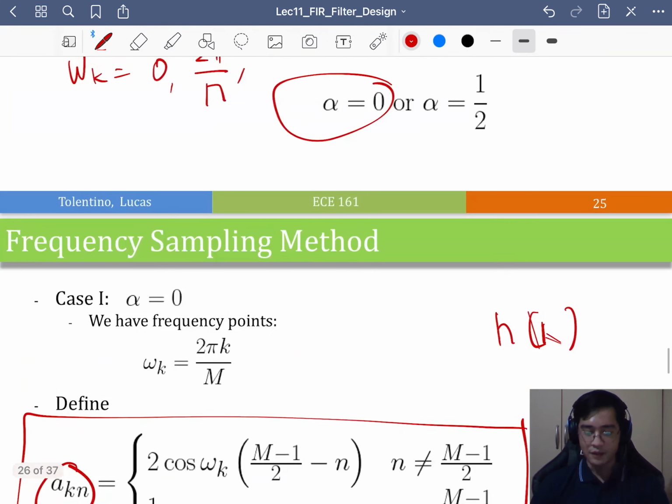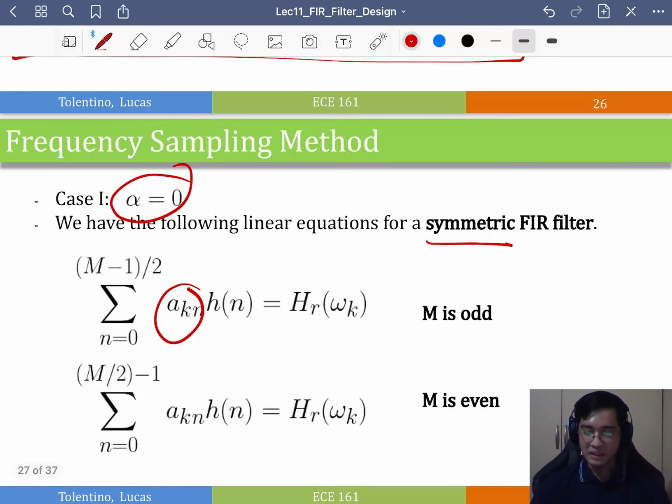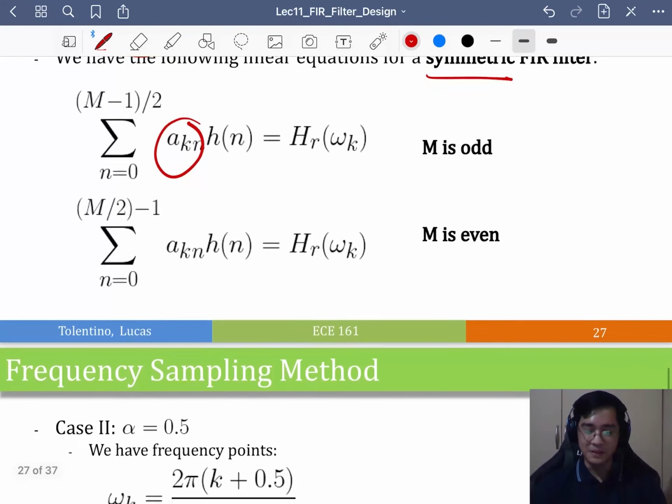So that is for the first case. Now what if we want to design, this is for symmetric FIR filter. There is another design here. For example, alpha is 1/2, but we have a symmetric filter. But I do not include this here in the lecture. If you want to know further about that, it's very complicated, but we have a design for that. You can consult our book if you want to get that.